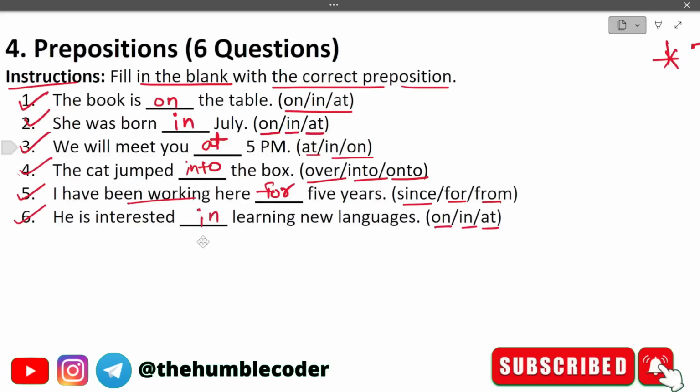Now guys, before we move on to the next question and before we complete this question, I want to let you know that sometimes in some of the questions there can be more than one answer.